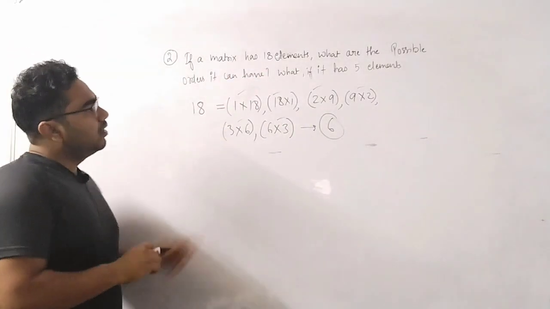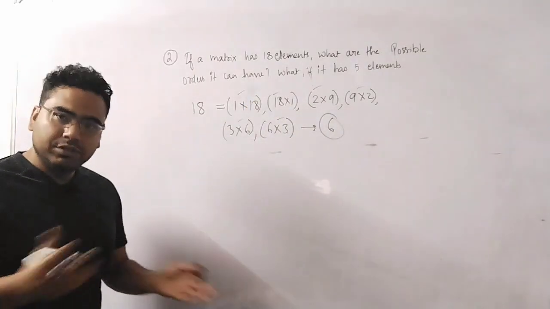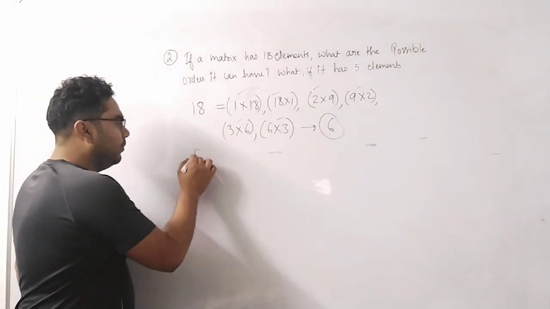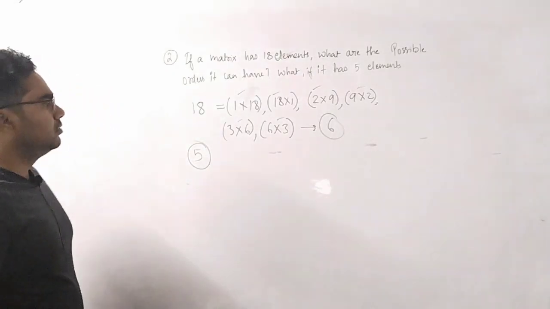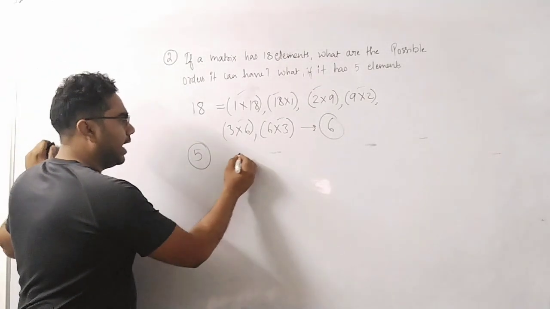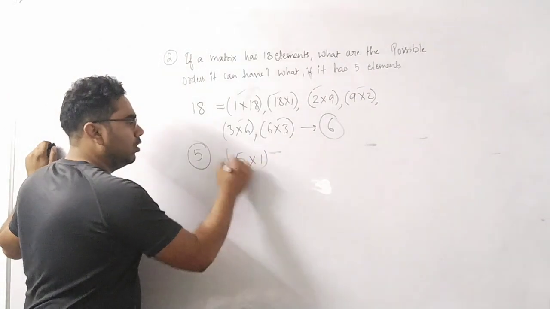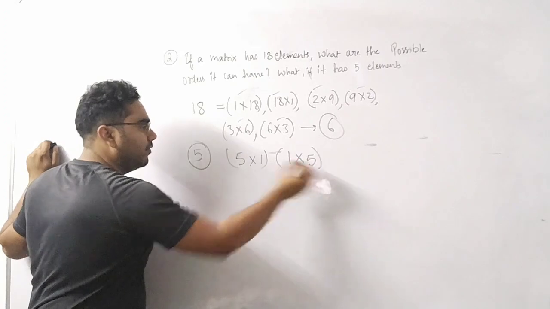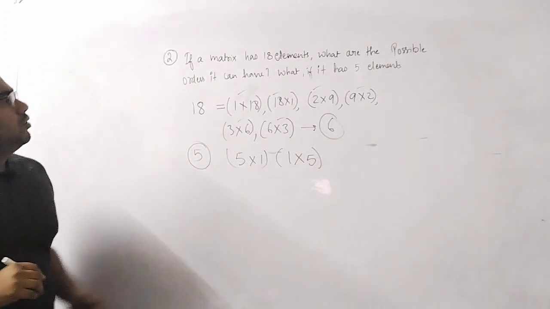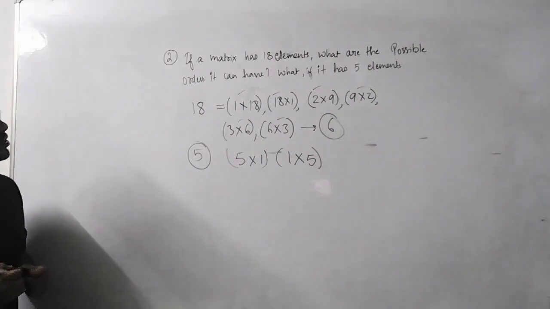Now, moving further, what if it has 5 elements? Very simple. 5 elements means either 5 into 1 or the reverse order, 1 into 5. So, question number 3 completed.